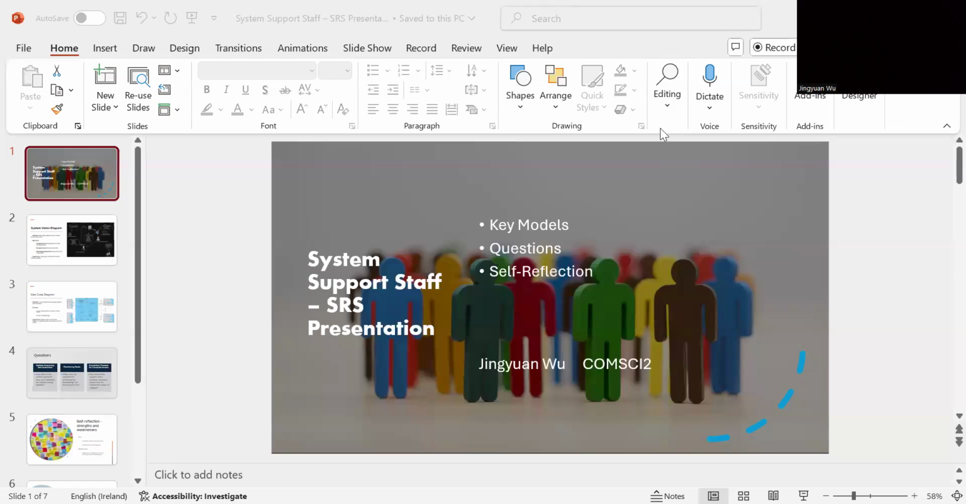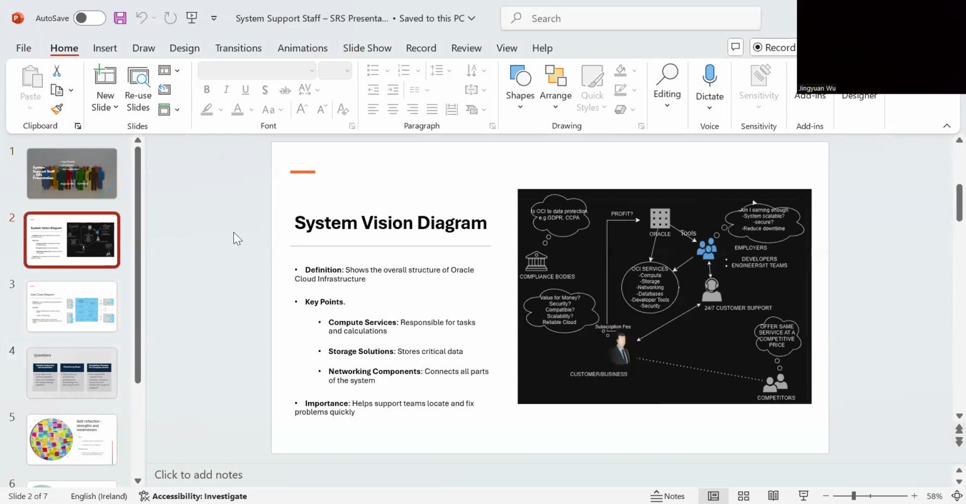Hi, today I'll introduce two important models related to SRS and answer some questions that needed clarification. And finally, I'll share my own reflections on the SRS project. Part one is our two key models, and the first is the system vision diagram.